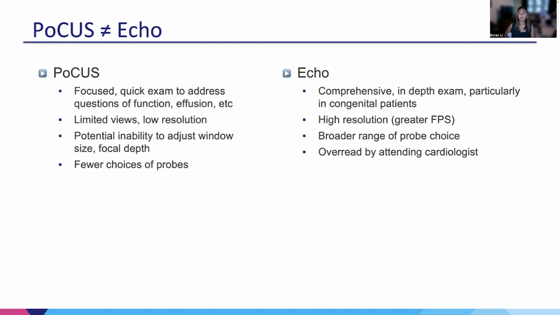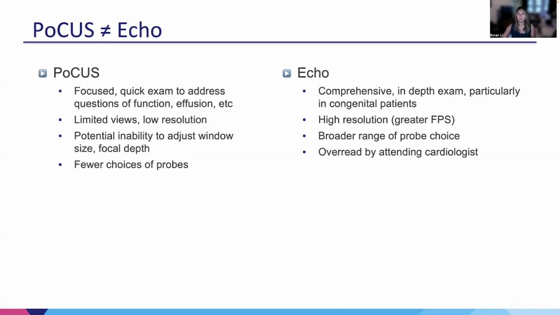You also have a lot more different probes, right? We use 5 different probes just for echo among the different ages and sizes of patient, whereas in PoCUS, we use 1 probe and we just use it for all the patients. And you have, again, because of the technology, better ability to adjust your picture. And then echoes are also read by attending cardiologists.